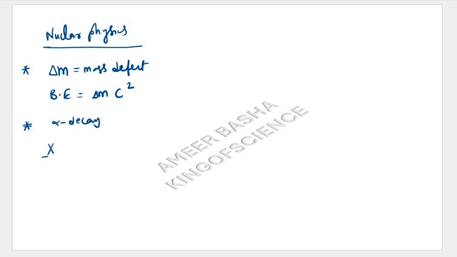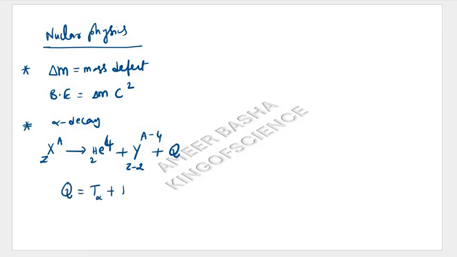There is an unstable nucleus X, which after emitting an alpha particle, that means a helium nucleus, becomes a Y nucleus, that is Z minus 2, A minus 4, and then some amount of energy will be released, the Q value. In what form will this Q value appear? That is the kinetic energy of the alpha particle and the kinetic energy of Y.